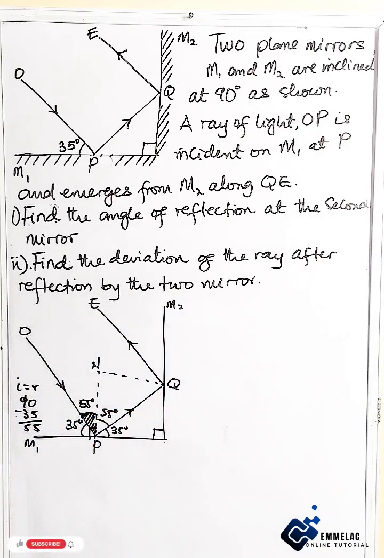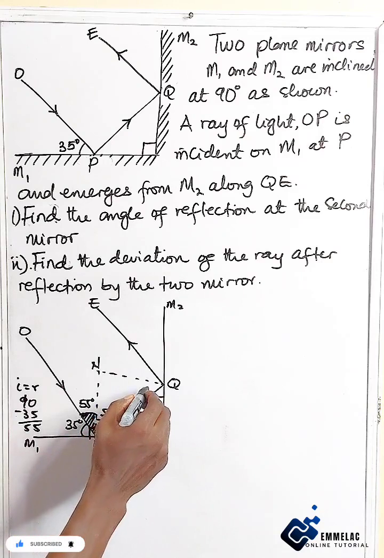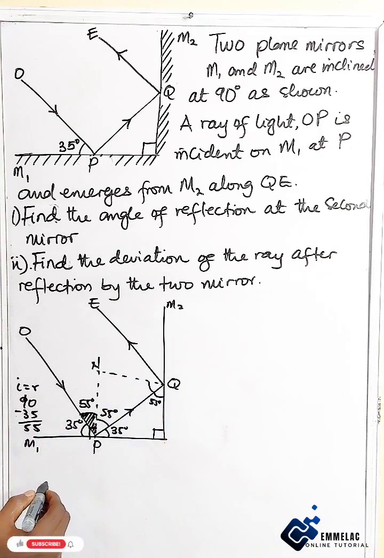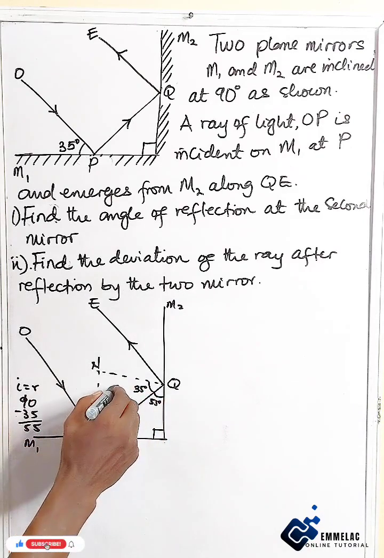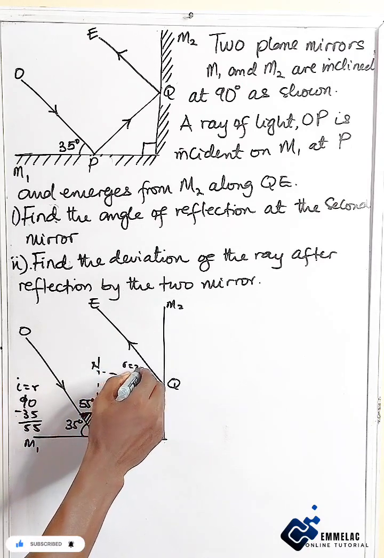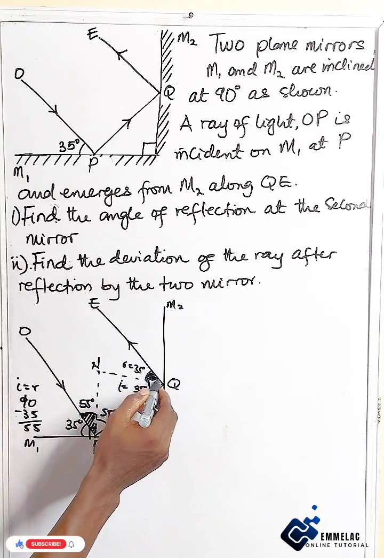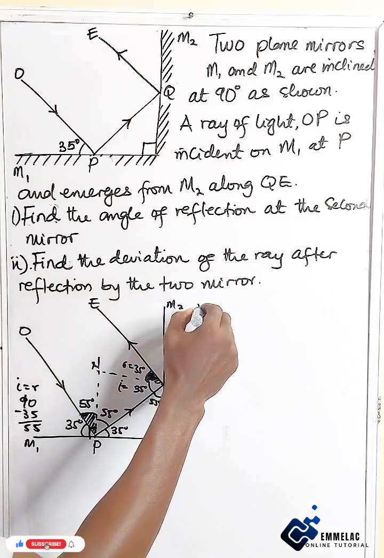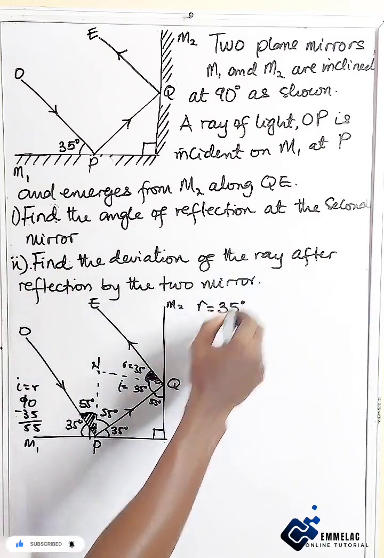How then do you calculate this? Take note, this is 35 and this is 90. Definitely here will also be 55. If it is 55, then here also will definitely be 55. That will be 35. Since the angle of incidence equals the angle of reflection, R here also will be 35. So here is the reflected ray. To this end, R at the second mirror equals 35 degrees.